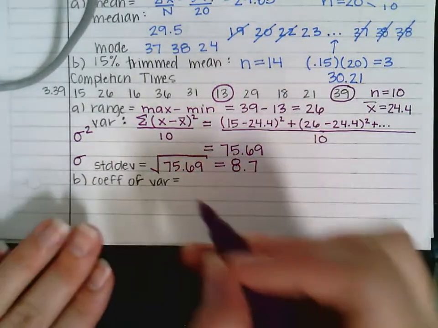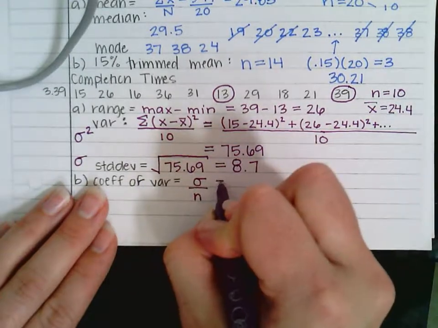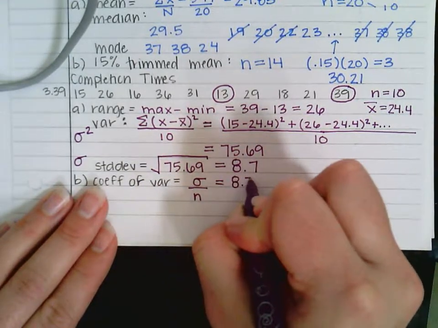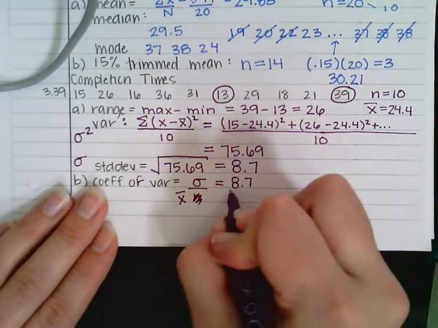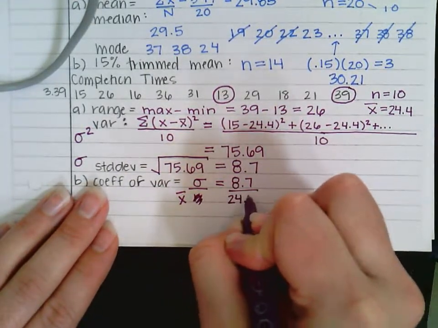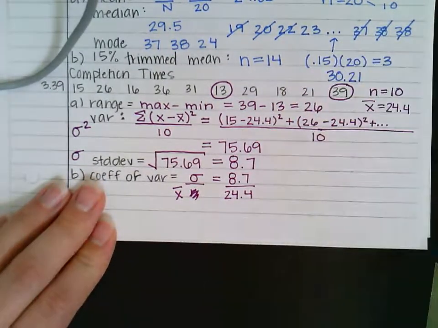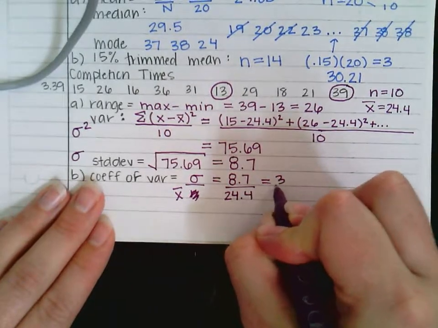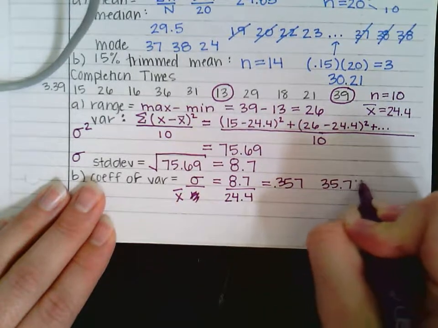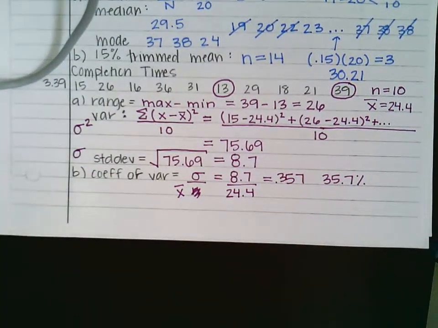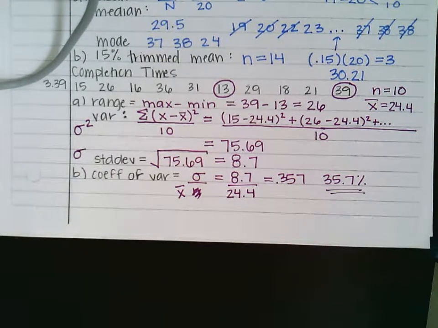And then your coefficient of variation is going to be sigma over n. So that's 8.7. Oh, no, it's not. Sigma over x bar. Goodness gracious. 8.7 out of 24.4 is 0.357 or 35.7%. And if you're like, well, there's a times 100, well, that's just to make it the percent, y'all.